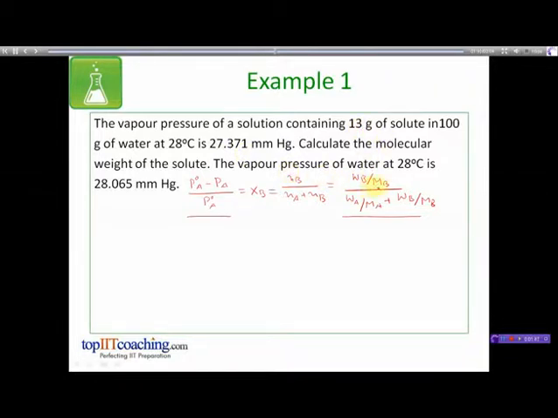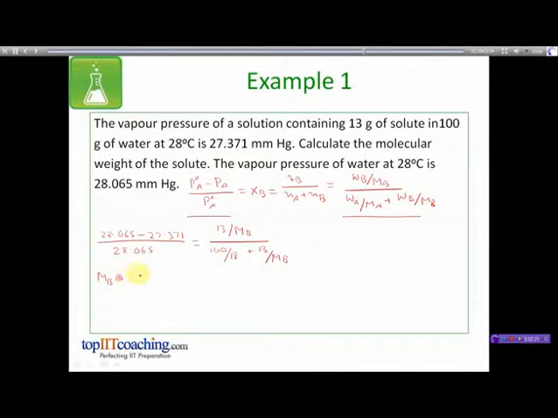Wb, that is the weight of the solute, is 13 grams. Its molecular weight has to be determined. Wa is the weight of the solvent, that is 100 grams. And we know that the molecular weight of the solvent, which is water in this case, is 18. So on substituting the values, we get 28.065 minus 27.371 divided by 28.065 is equal to 13 divided by Mb upon 100 divided by 18 plus 13 divided by Mb.